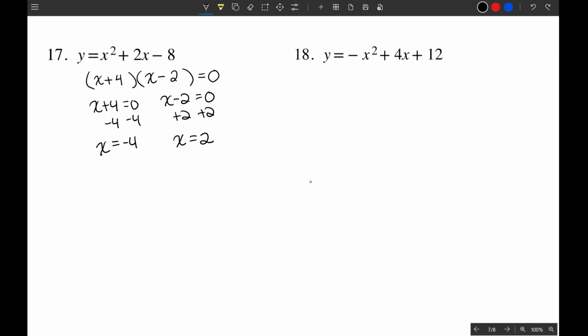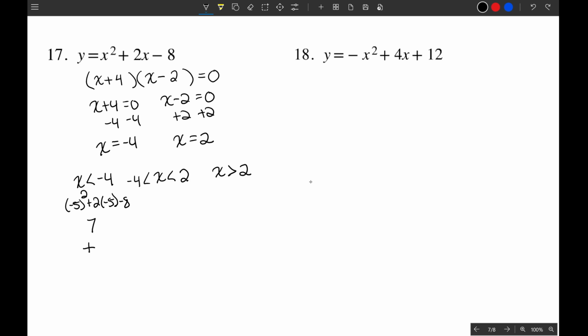So I'm going to make my three sections. I have when x is less than -4, when x is between -4 and 2, and when x is greater than 2. So choose x values that are in those sections. I need an x value less than -4. Let's just go with -5. -5 squared plus 2 times -5 minus 8 is going to give you 7. So our y values are positive for x values that are less than -4.